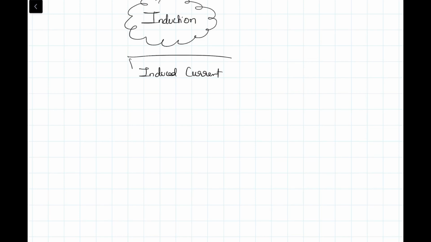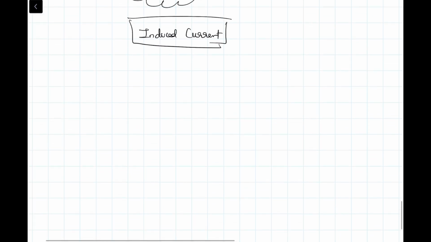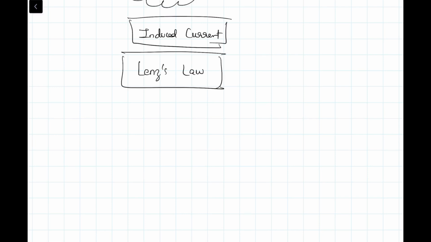And what will this induced current bring? Induced current will bring another magnetic field, in such a way as to oppose the main magnetic field. That is Lenz's law. Did you understand? So we have a diamagnetic material in which the atomic dipole moment is zero.